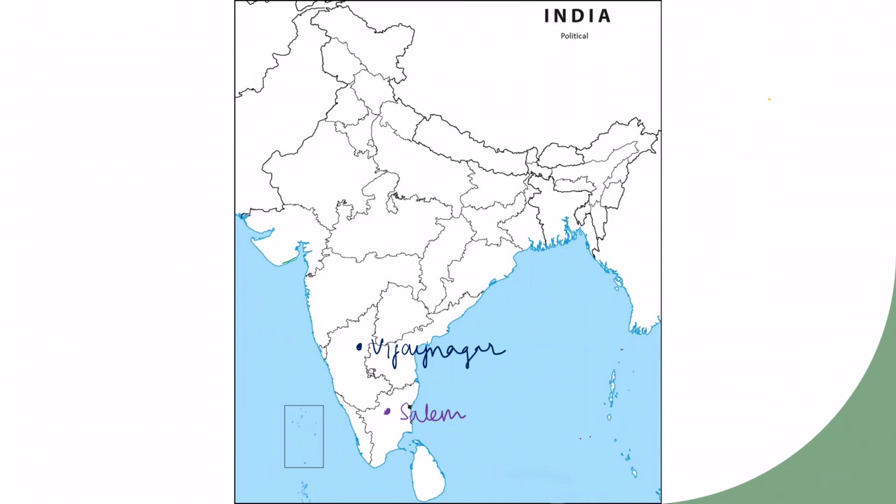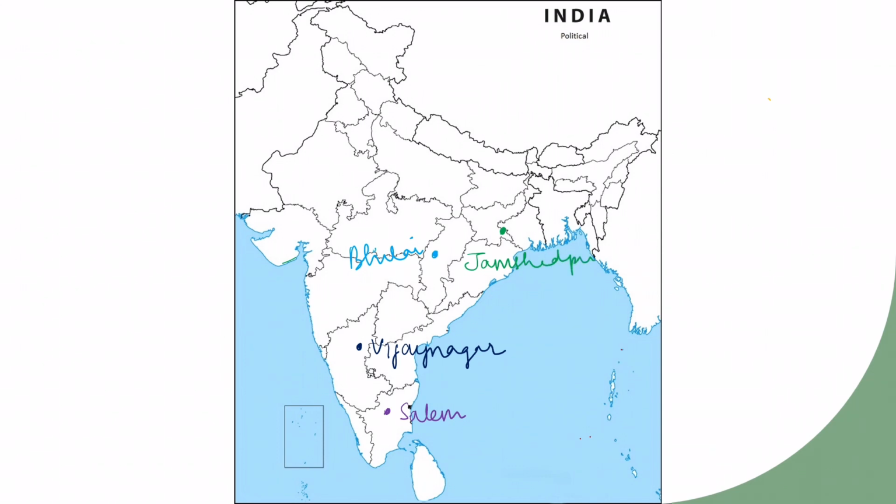Then moving upwards into the Chota Nagpur plateau, we first have Bhilai in Chhattisgarh, which lies here. This is our Bhilai. Now moving upwards into Jharkhand, we have two places. The first one being Jamshedpur on the border of West Bengal. That lies here. This is Jamshedpur.